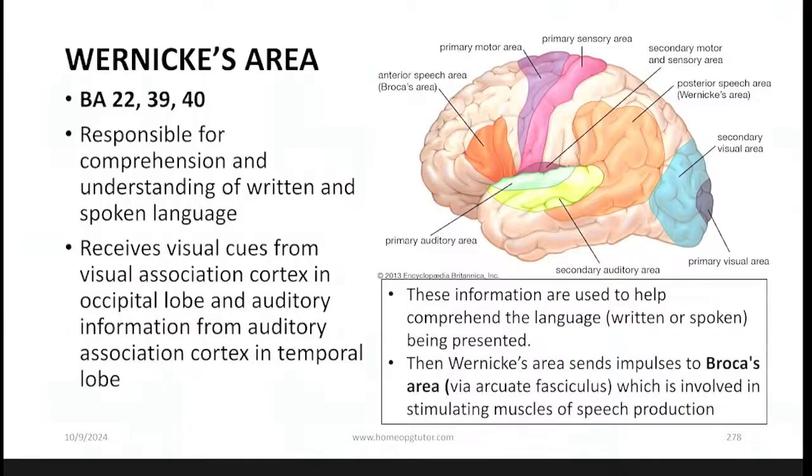and all the auditory information from the auditory association cortex in the temporal lobe, they are going to take it. Okay, so once we get the information, we are going to comprehend the language that is written or spoken. Okay, and then what happens? Wernicke's area will take all the information and then send the impulse to Broca's area, where they are going to stimulate the muscles for speech production. Okay, that is how Wernicke's area works.